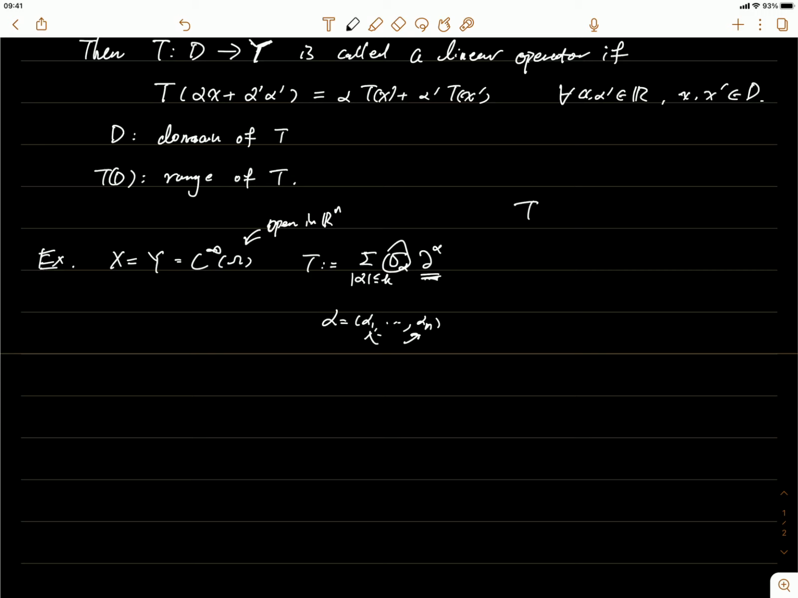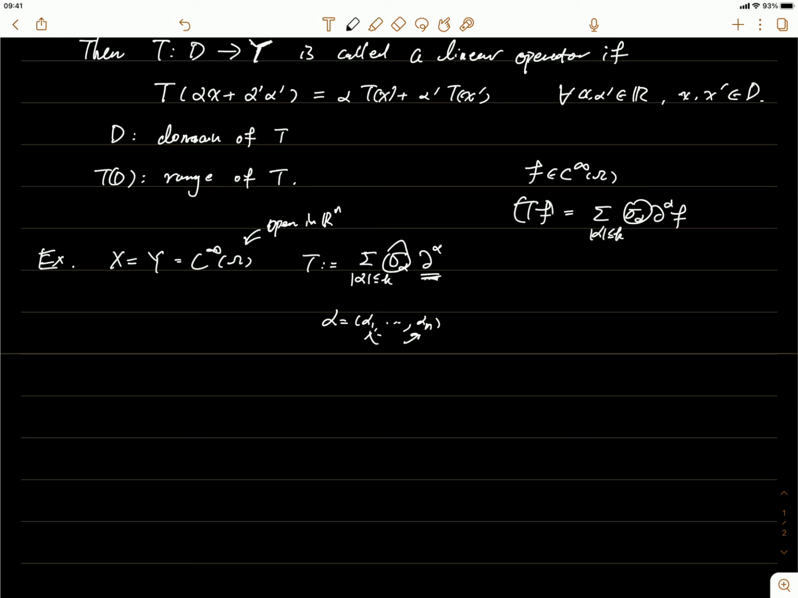For example, if I take T on x, where x is in C(omega), then this is just the sum of sigma alpha partial alpha x. Maybe let's use another notation, maybe it's more clear. So I have f in here, I can consider this. Okay, also this is f. And alpha is less than or equal to k. And even this is dependent on x, since it's f at argument x.